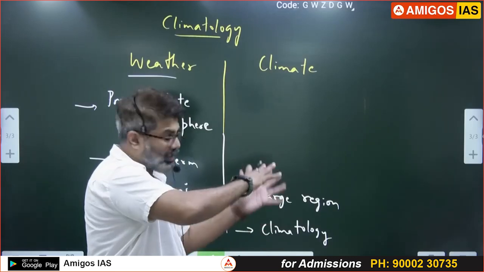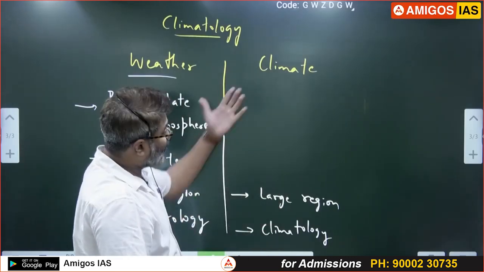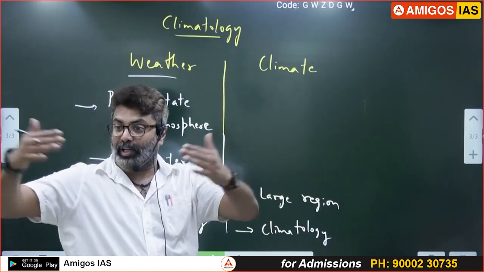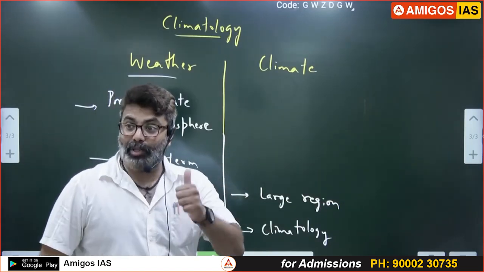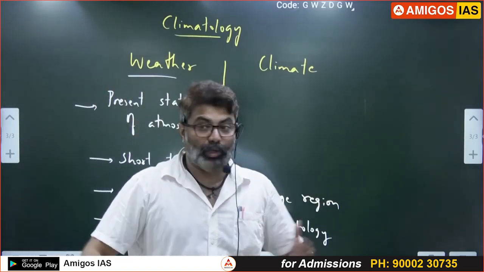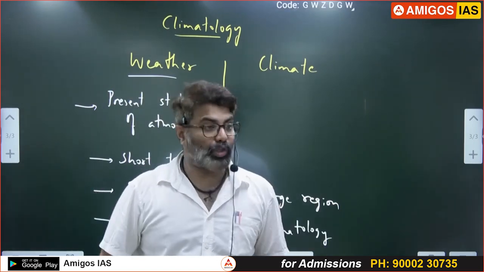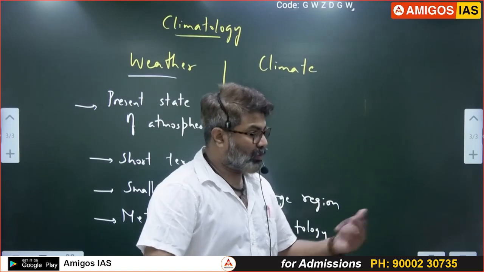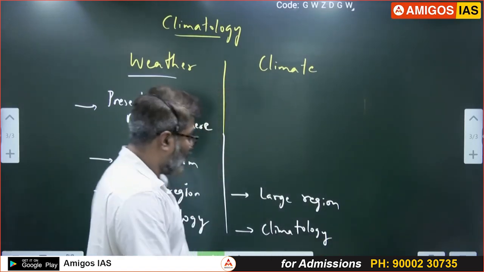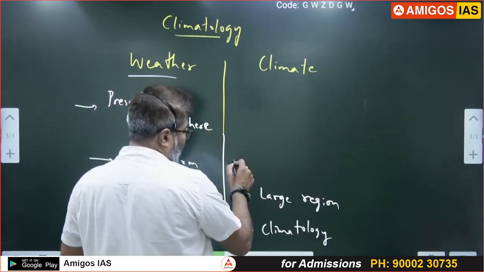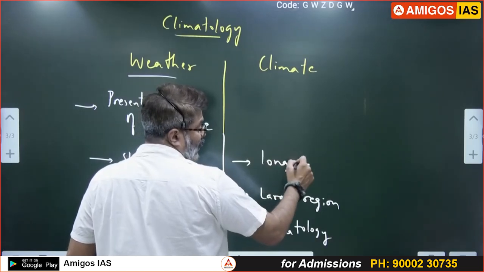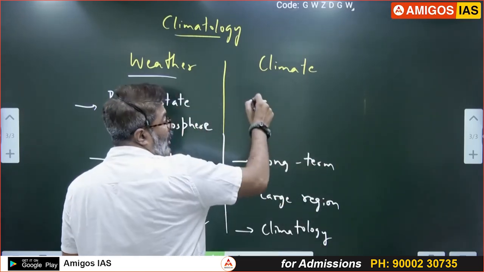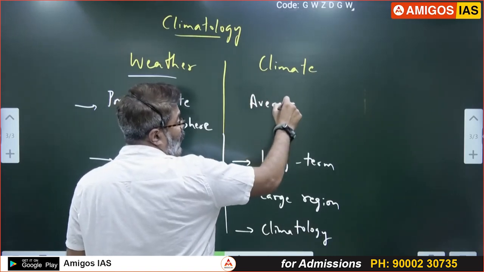Weather is short term, small region, whereas climate is for large areas. It applies for an entire region, like the continental climate, maritime climate. Hyderabad has continental climate because it is interior from the coastal areas, whereas Visakhapatnam has maritime influence. Mumbai also has maritime influence. Okay, so climate applies to a large region and it's a long term condition. Long term. So what is climate if they ask you? It's a long term average of weather.